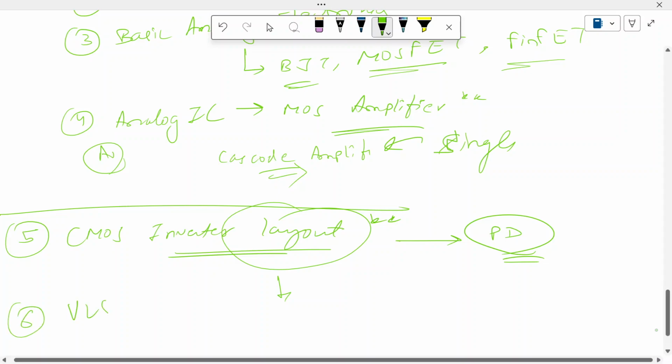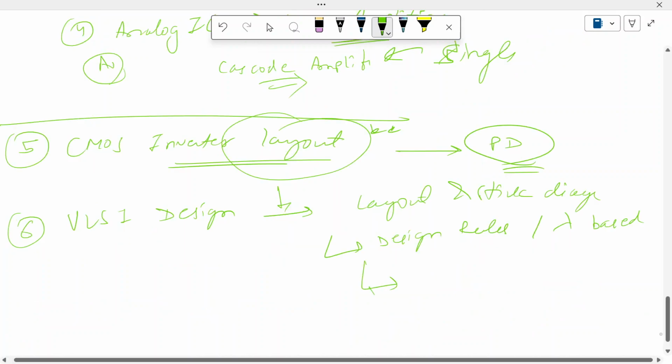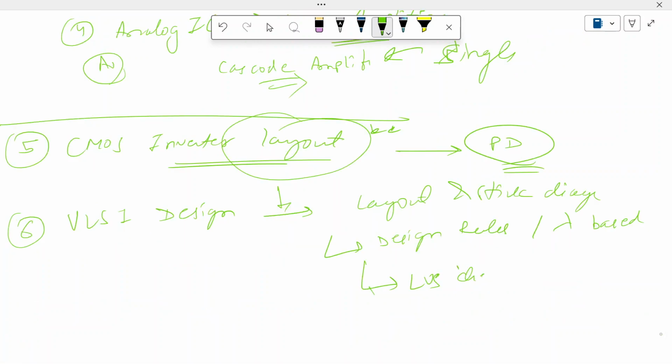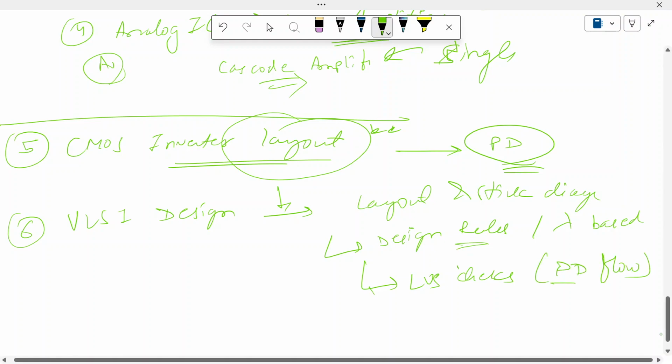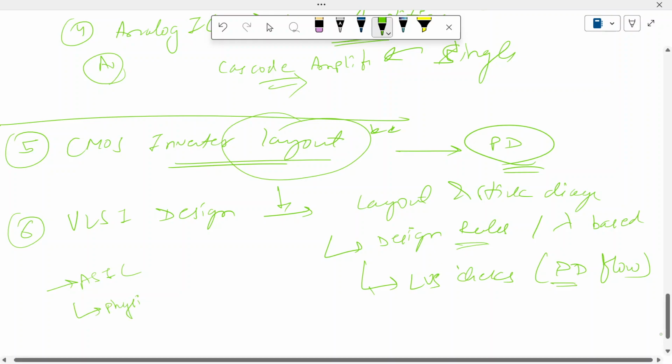Also, I have studied a VLSI design subject in which we have layout and stick diagram. There are some design rules, which we call lambda based rules, lambda by two, lambda by three. DRC and LVS checks. These are some of the checks which are used. If you study the PD design flow, physical design flow, then you are ultimately going to study all these things. So it would be better, along with ASIC design flow, you study the physical design flow also. So do you have at least a basic idea?